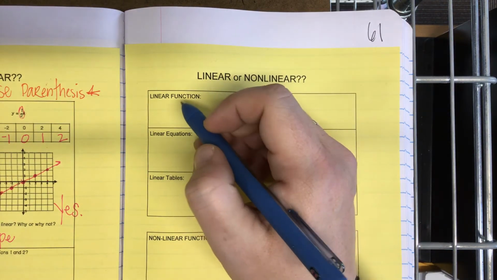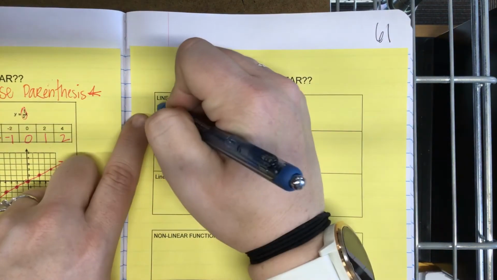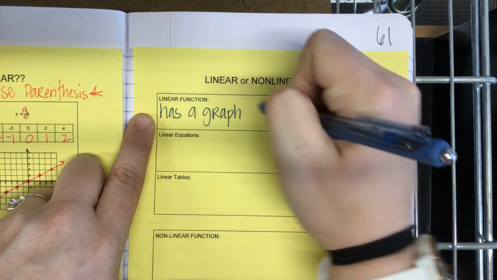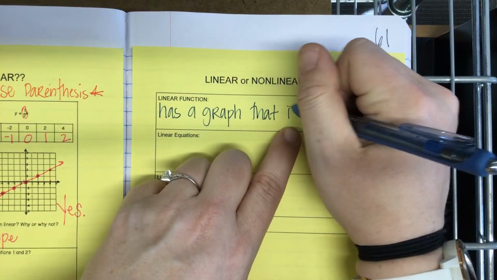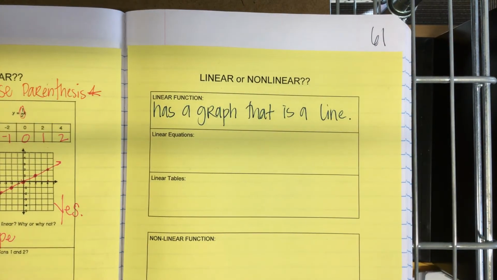Linear functions. Ready? Linear functions. So, to determine if something is a linear function, it has a graph that is a line. If you're looking at a picture, you're looking at a graph, you can determine yes or no, linear or nonlinear, if it's a line. Has to be straight. Well, that's what a line is. A line is straight.